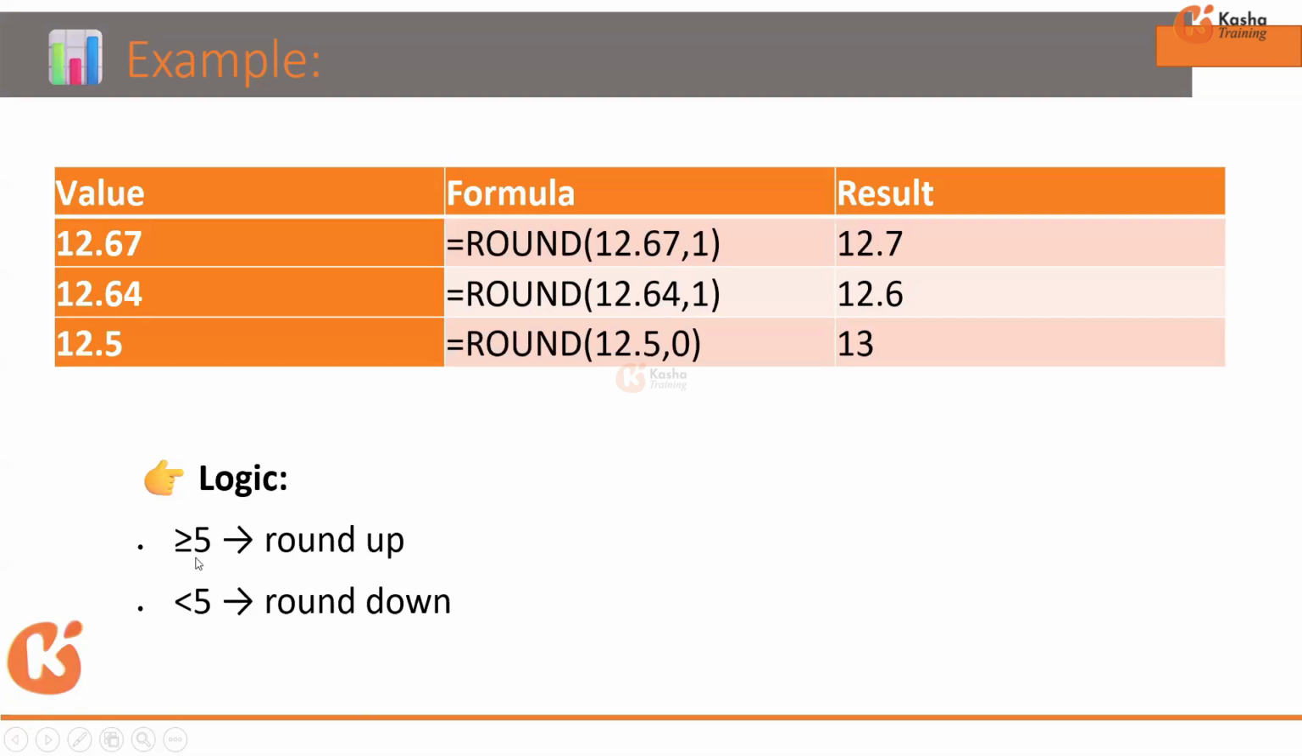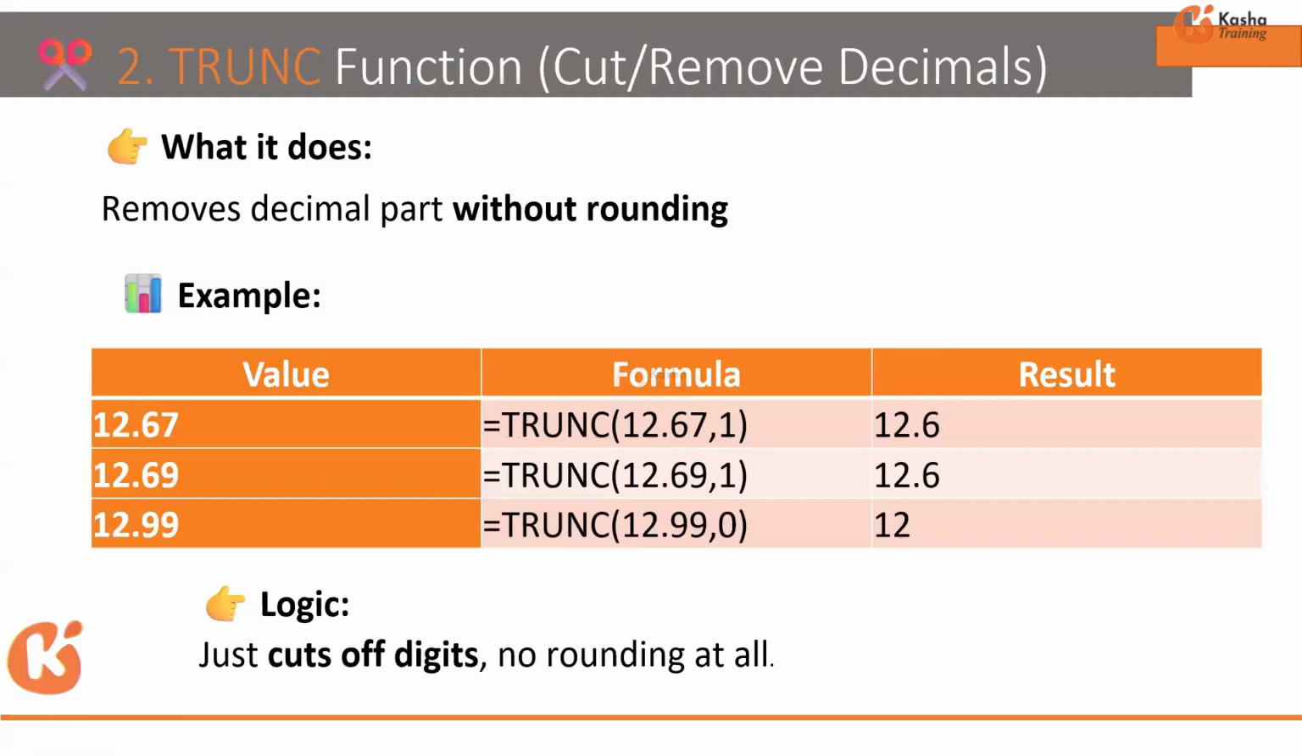We just discussed, right? If it is less than 5, it will round down. Then you can see 12.5, and it has been rounded up here to 13. So this is what round means. Now let's see what is the trunc function.